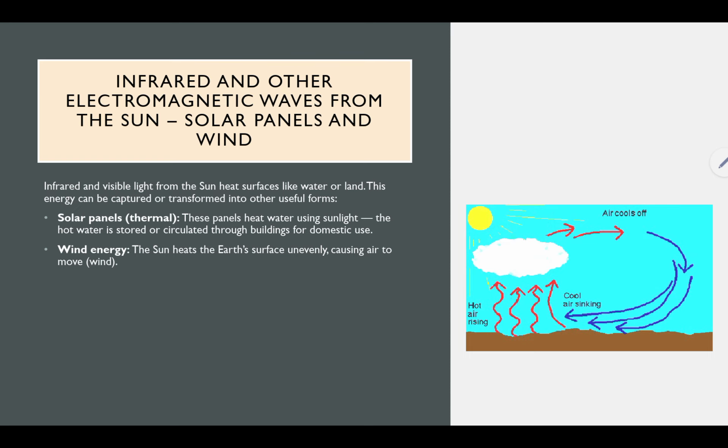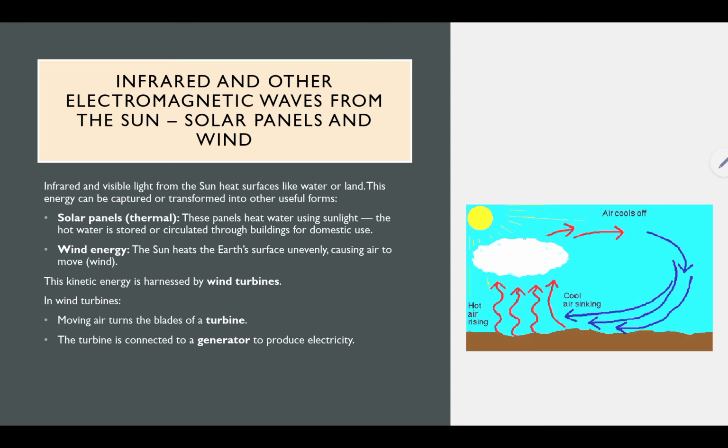Wind energy: the sun heats the Earth's surface unevenly, causing air to move, which is known as wind. Then we use that wind with the help of wind turbines to generate electricity. The moving air turns the blades of the turbine, which is connected to a generator to produce electricity. Neither wind nor solar thermal systems require traditional boilers.